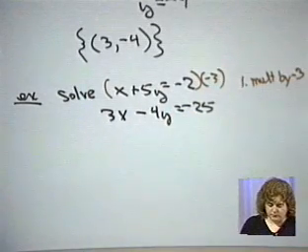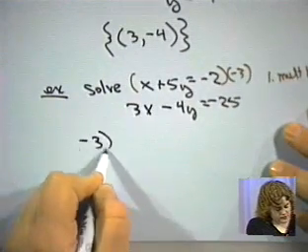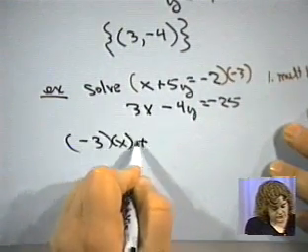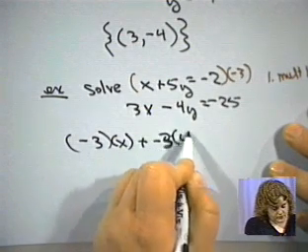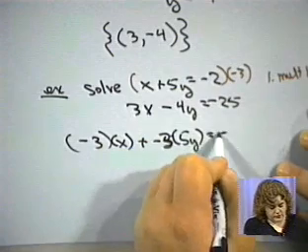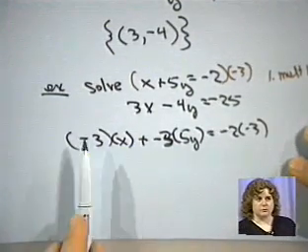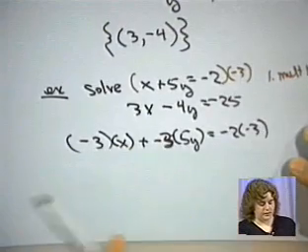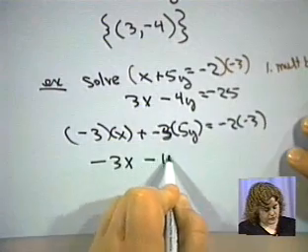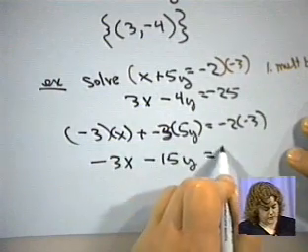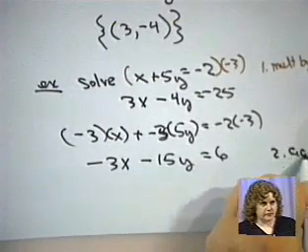Now, I'm going to go ahead and write out in a little more gory detail here. Negative 3 times x plus negative 3 times 5y equals negative 2 times negative 3. Write out this step for a while. You want to multiply everything by negative 3. That's going to give us negative 3x minus 15y equal to positive 6. This is the equation that we're going to add.